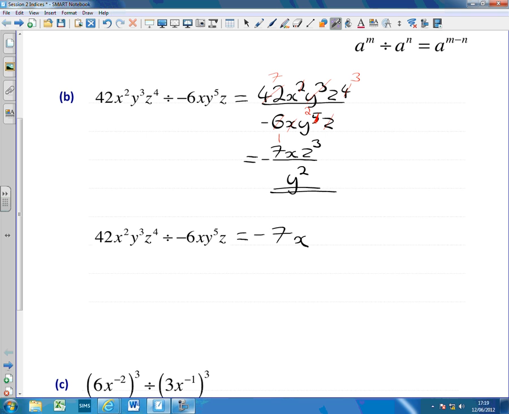Next we consider the y's. We've got y cubed divided by y to the 5. Now the dividing means that we're going to minus our powers, so 3 minus 5. So it's going to be y to the negative 2. Finally, we've got z to the 4. We are dividing by z, so we minus our powers, so it's going to be z cubed.